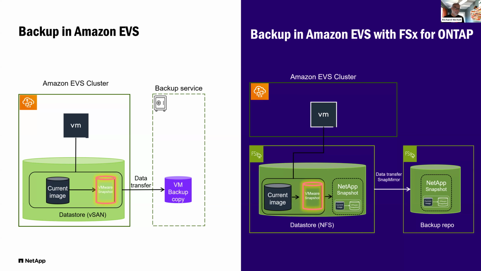And then if you contrast that with using a data store running on NFS, in this particular case on FSx for ONTAP, we still take a VMware snapshot. If we want a consistent VMware image, we can also do crash consistent. It's really up to the customer which way they want to do that. We definitely have a mix in on-prem of how customers do that.